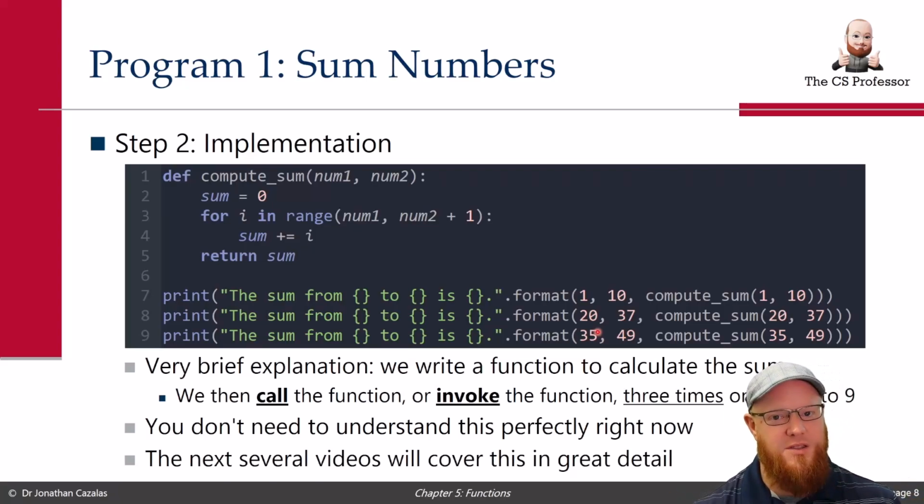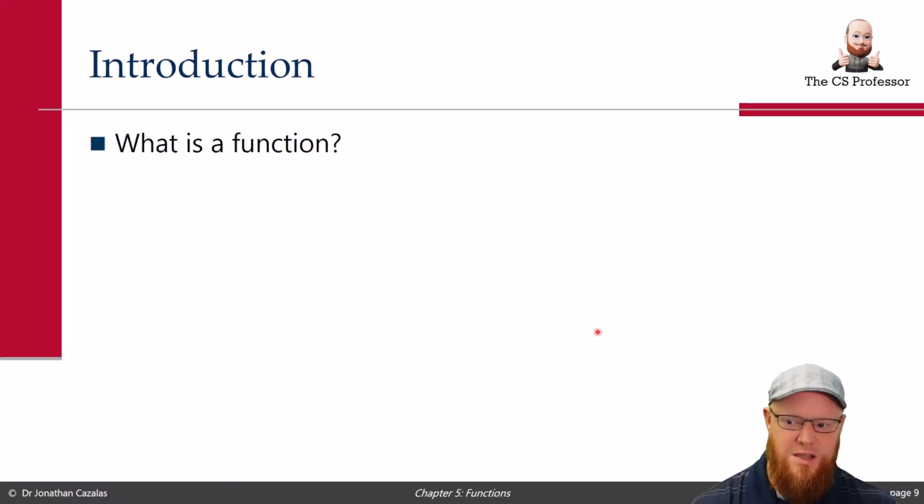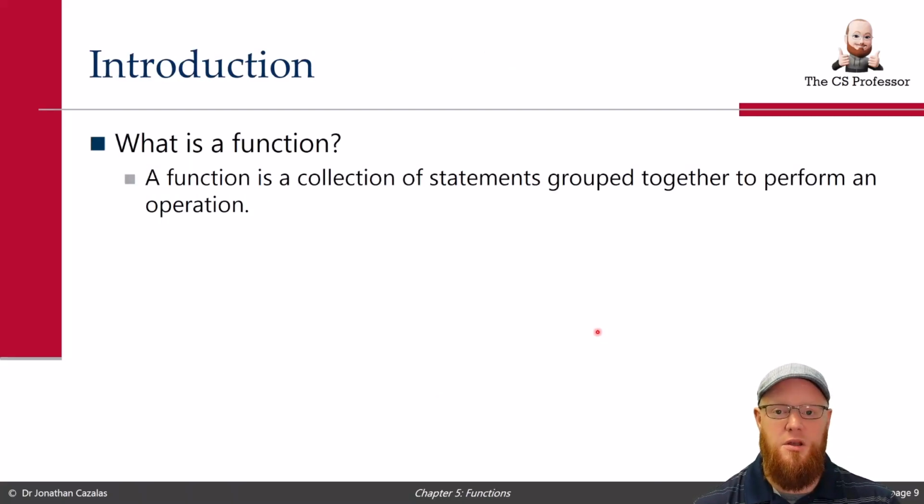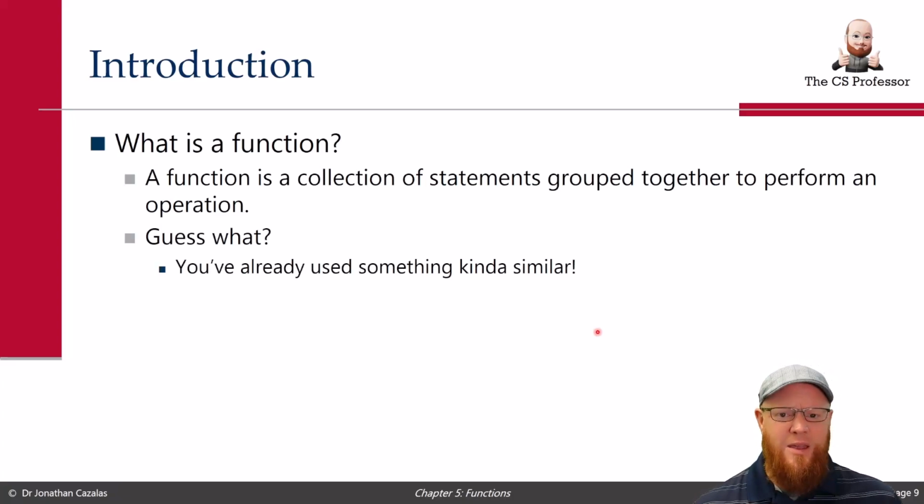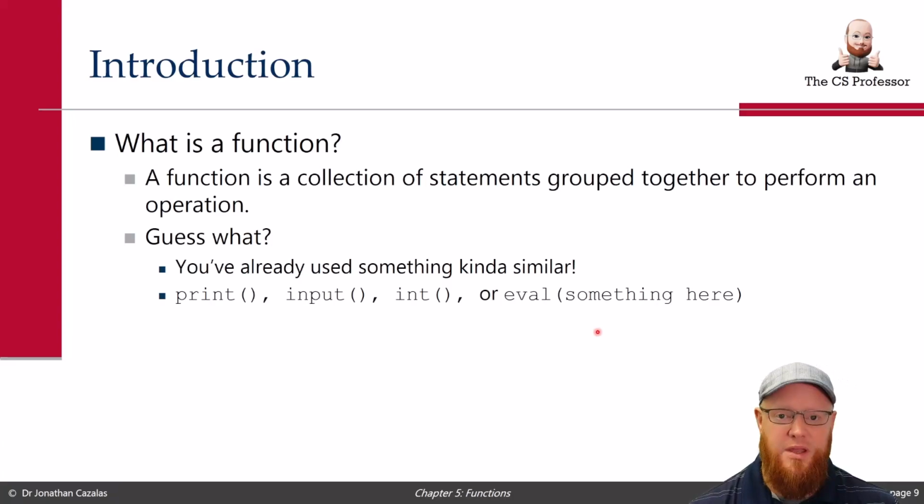You don't need to understand this perfectly when you watch a trailer to a movie. In theory, we haven't seen the whole movie. It's just a trailer. The next several videos will cover this in extensive detail. So what is a function? In short, a function is a collection of statements grouped together to perform a particular operation. And we've been seeing and using functions ever since the beginning of this topic of introduction to computer science, all throughout these videos.